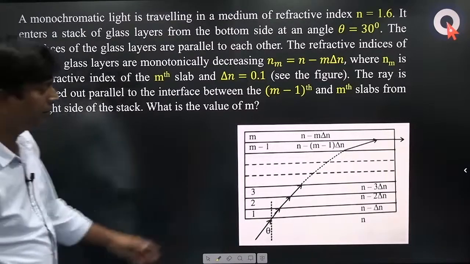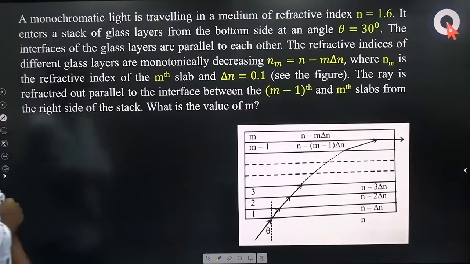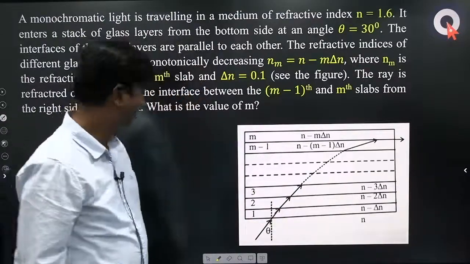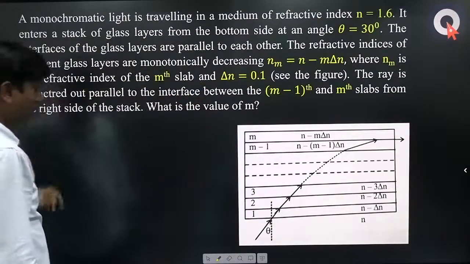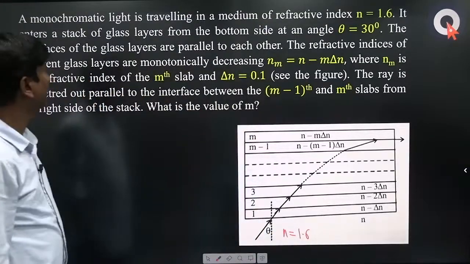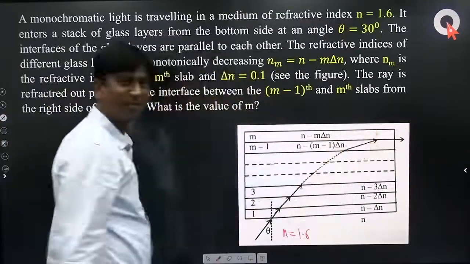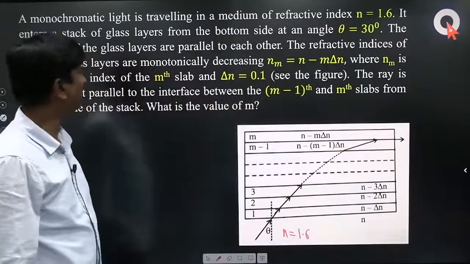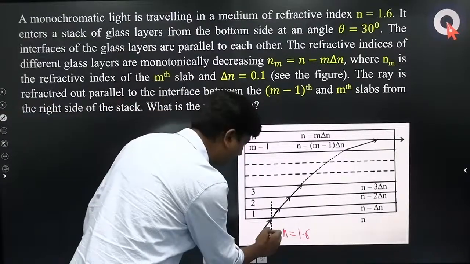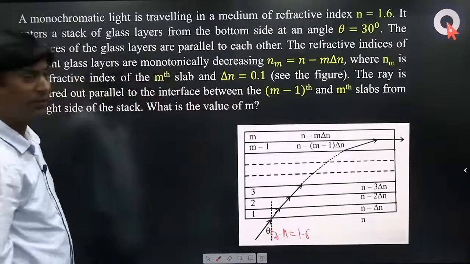This is a previously appeared JEE Advanced question. A monochromatic light is traveling in a medium of refractive index n is equal to 1.6. It enters a stack of glass layers, there are so many glass layers like this, from the bottom side at an angle of 30 degrees. So here it is entering at an angle of 30 degrees.